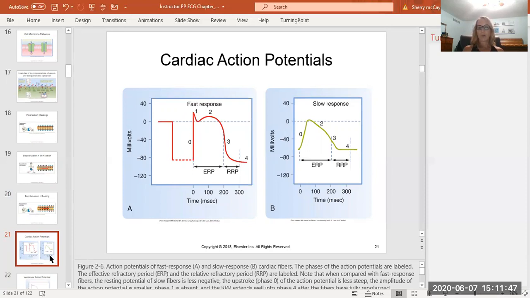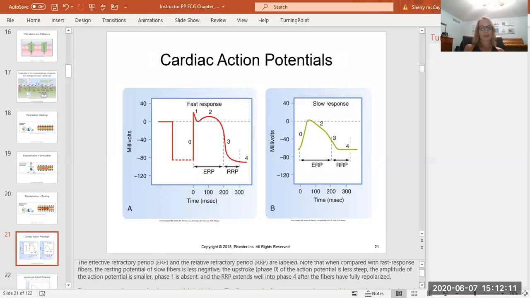I want you to know that when compared with fast response fibers, the resting potential of slow fibers is less negative. The upstroke, phase 0, of the action potential is less steep. The amplitude of the action potential is smaller. Phase 1 is absent, and the RRP extends well into phase 4 after the fibers have repolarized.